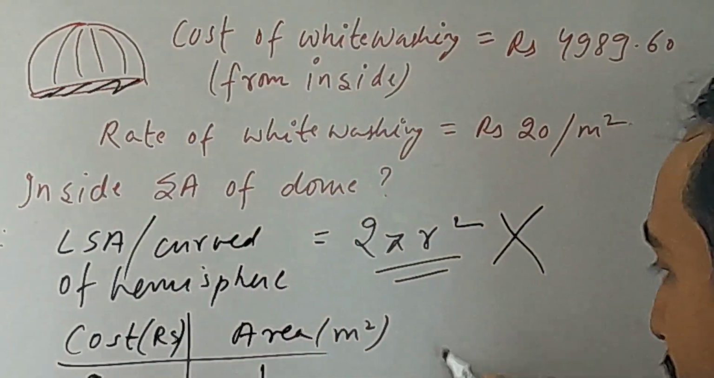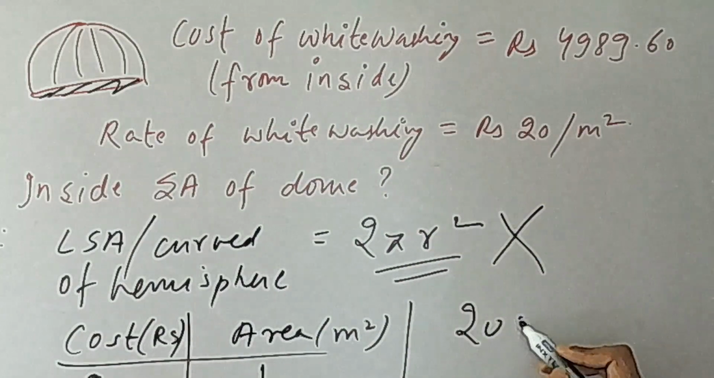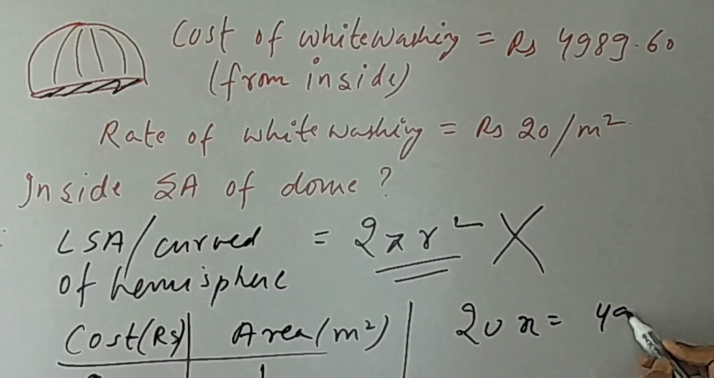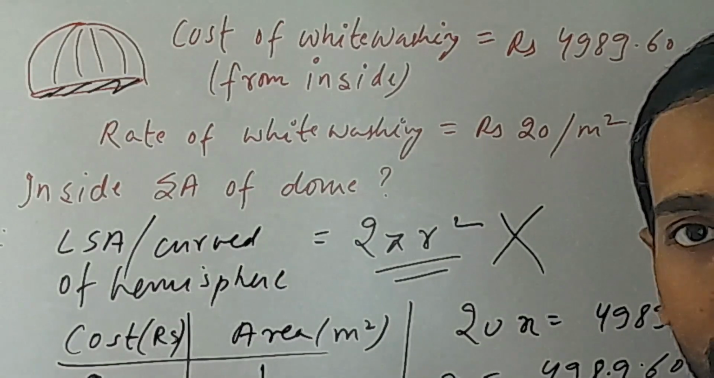So let's solve next. We use the cross multiplication method. 20 times x is equal to 4989.60. So the value of x comes to be 4989.60 divided by 20. So if this 0 comes here, the decimal is put here, and the value comes out to be 249.48. So this is the value of the total surface area. 249.48 meter square is the inside surface area of the dome.